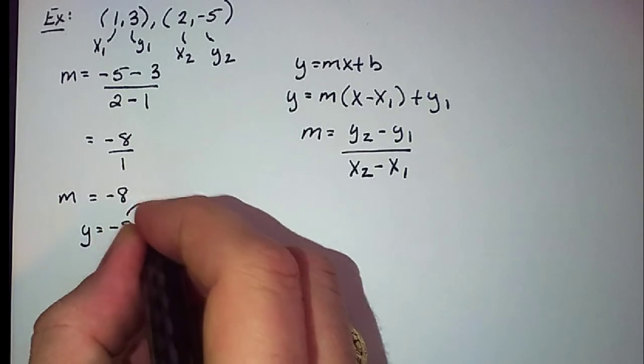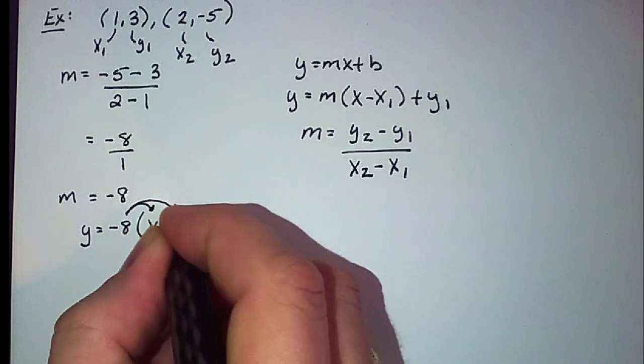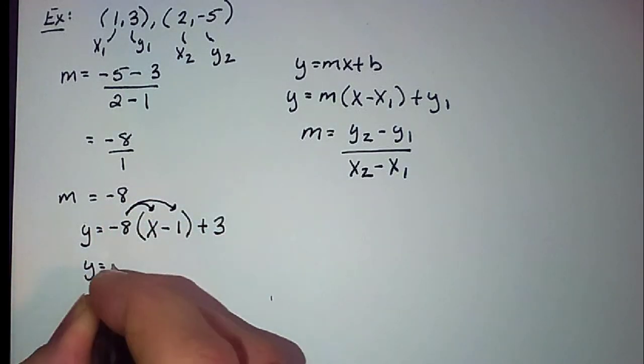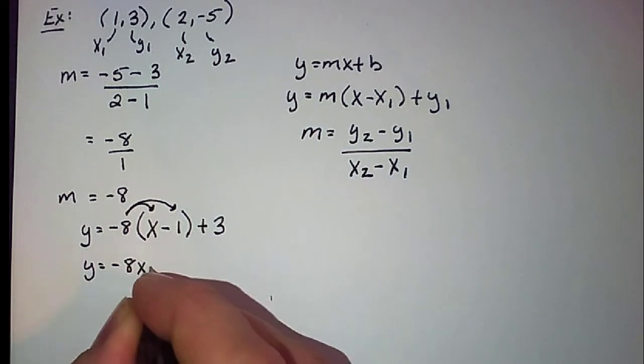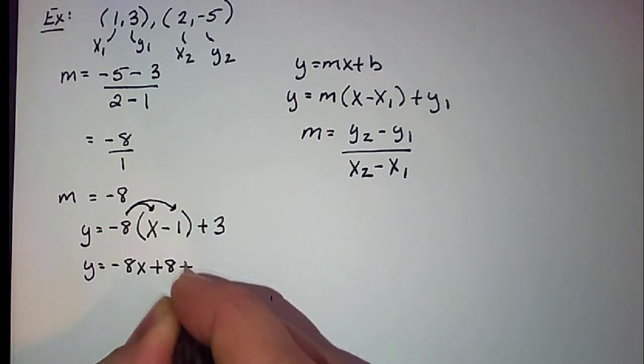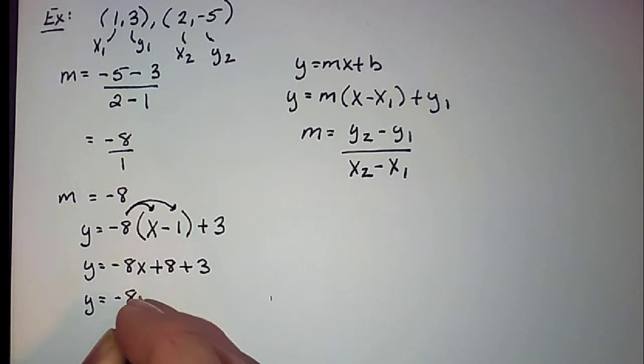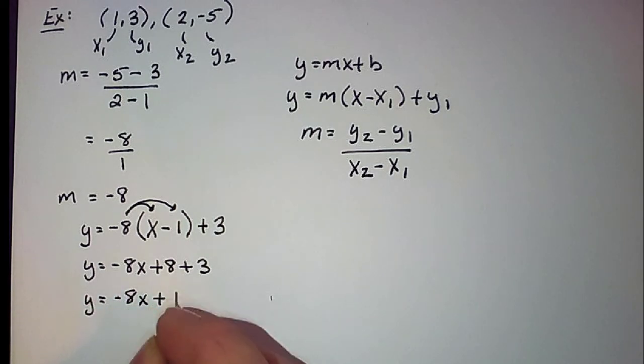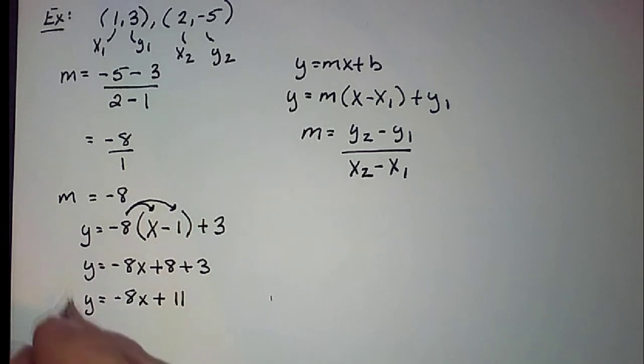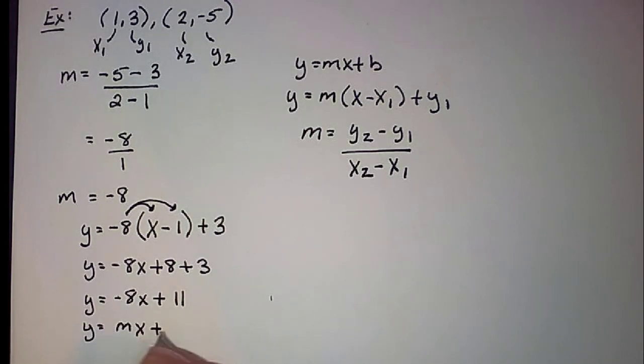Distributing my negative 8 gives me y equals negative 8x plus 8 plus 3. So that's going to give me y equals negative 8x plus 11. And that is y equals mx plus b.